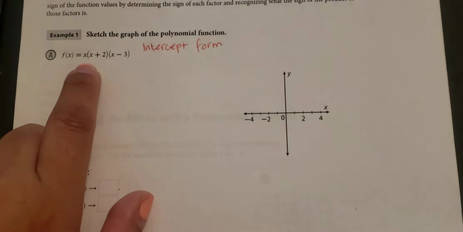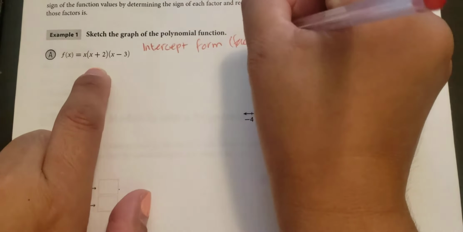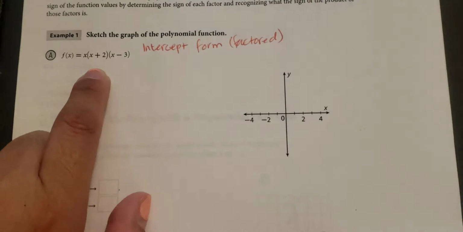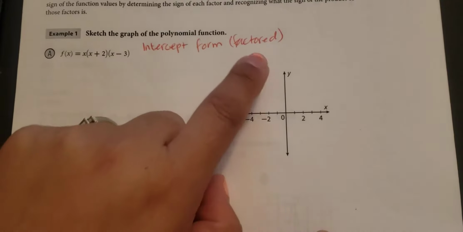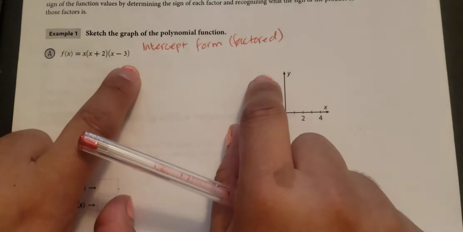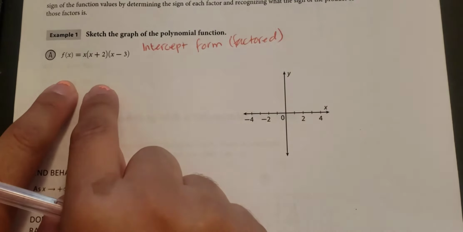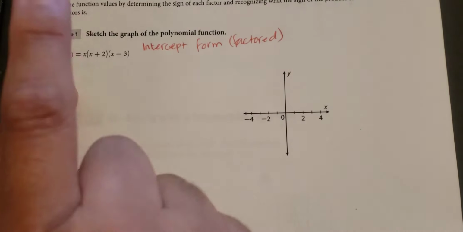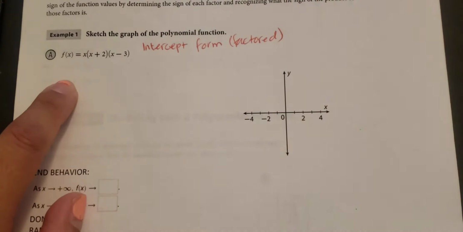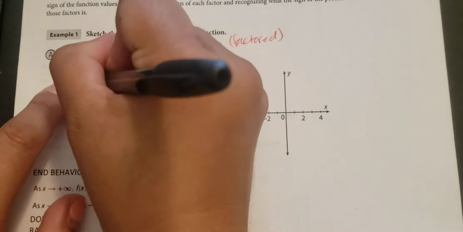So if you notice, these are factored, okay? So just think of it. These are your factors, okay? So it's in factored form. Some people call it intercept form. Some people call it factored form. They are factors, and the reason why they're called intercept form is because you can find the intercepts, okay? And that's the first thing we're going to do. So here we go. So just remember, these right here are all your factors.